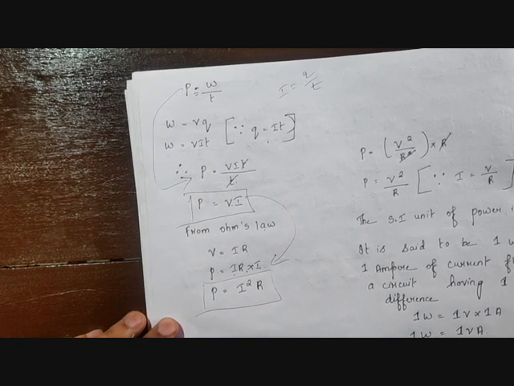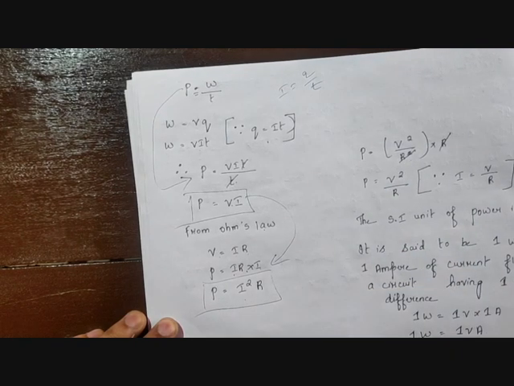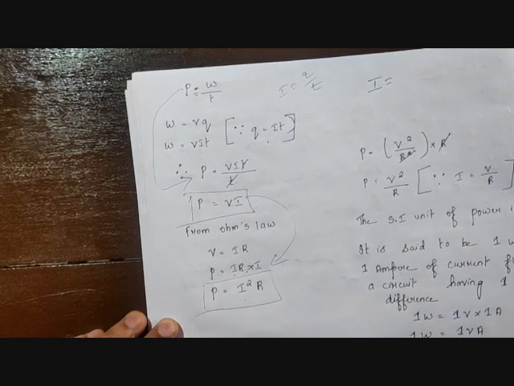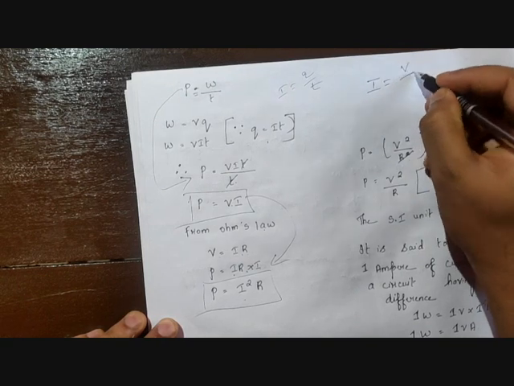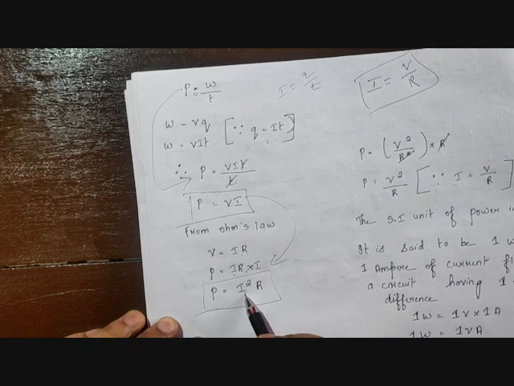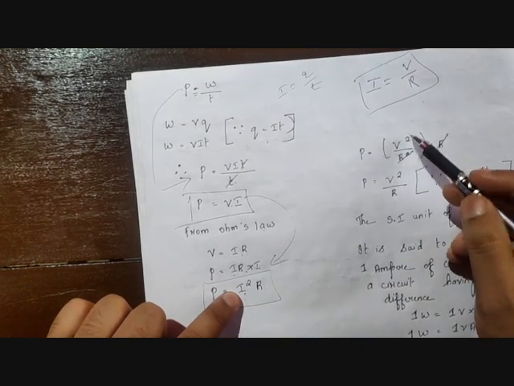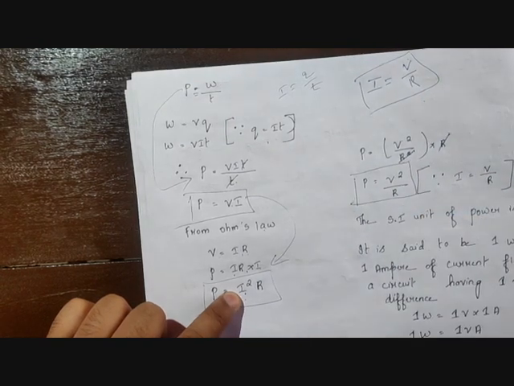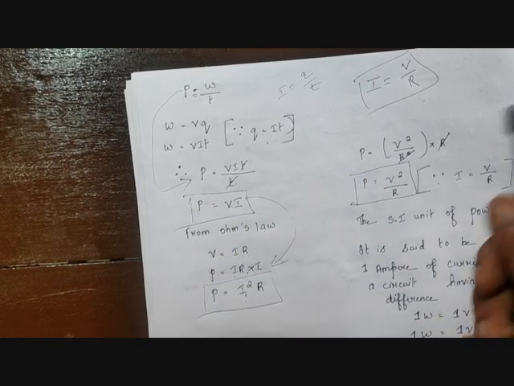Clear? Similarly, here also we can put the I value. What's the I value, student? Tell me. I is what? According to Ohm's law, we'll get V by R, right? So similarly, in place of I, we can write V by R here. It'll be V square, R constant. So we'll get V square by R. It's also one formula of power. Is it clear? So how many formulas are there? 1, 2, 3.